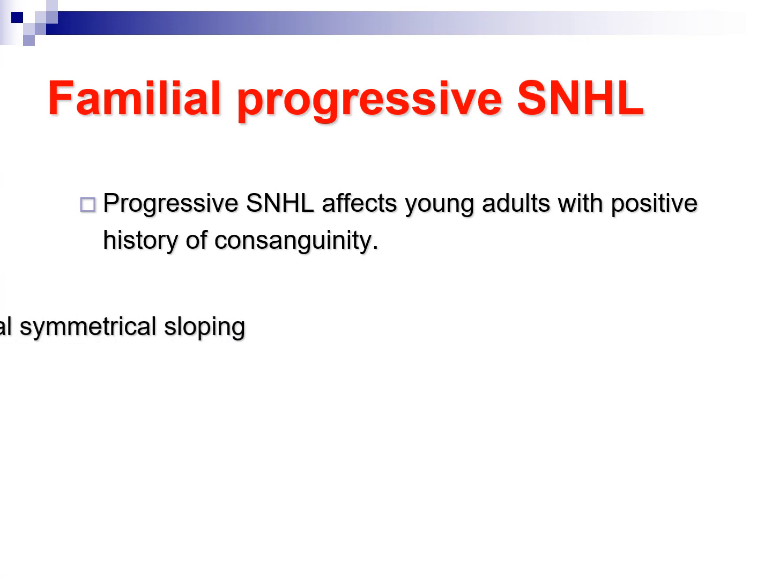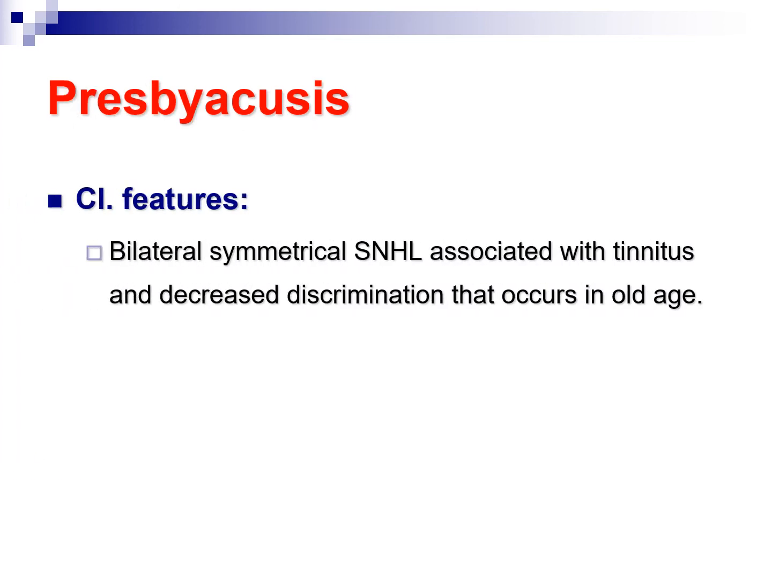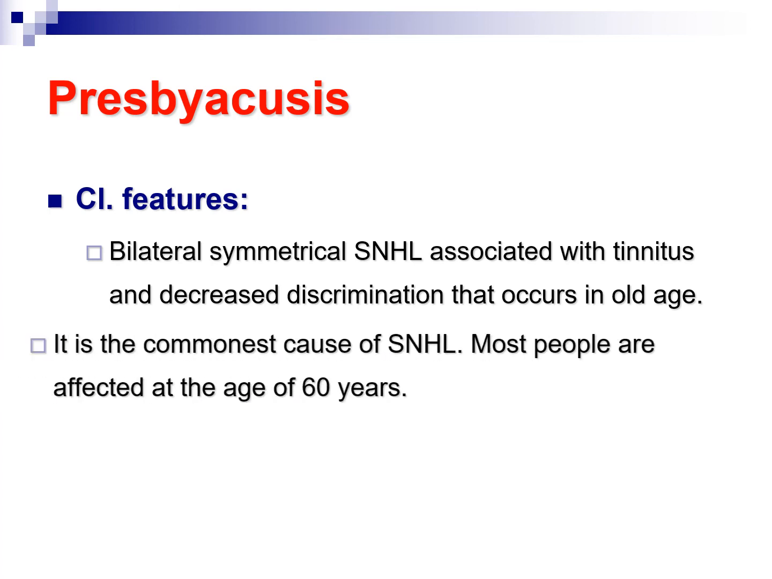One of them is familial progressive sensory hearing loss, which is progressive sensory hearing loss which affects young adults with positive family history of consanguinity, and the audiogram normally reveals a bilateral symmetrical sloping curve. Treatment is a hearing aid. Presbycusis is a bilateral symmetrical sensory hearing loss associated with tinnitus and decreased speech discrimination, normally happening in the elderly.